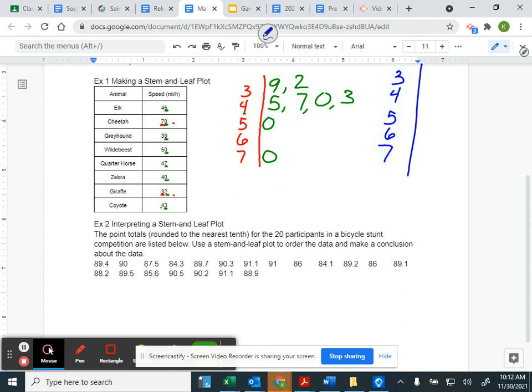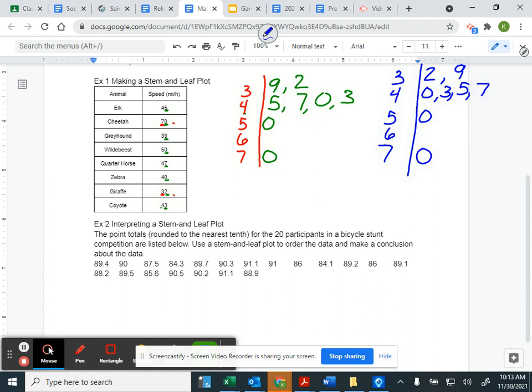So our stems are still in order. Now the leaves we're going to put in order. So this would be our ordered stem and leaves. Does that make sense? So you have to pick what that first digit is, that stem would be the tens place. Then we put all of the ones as the leaves after it.